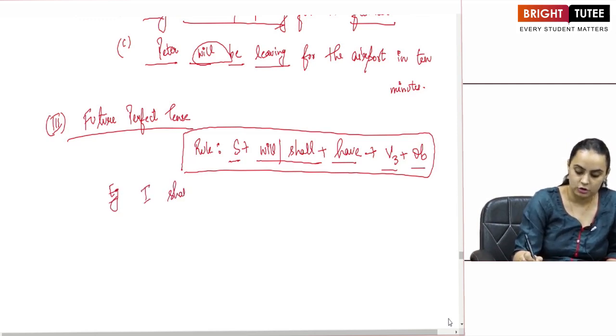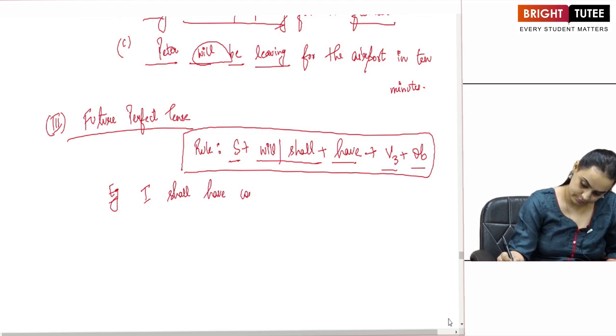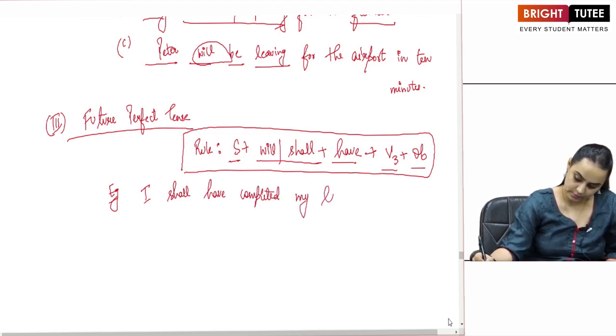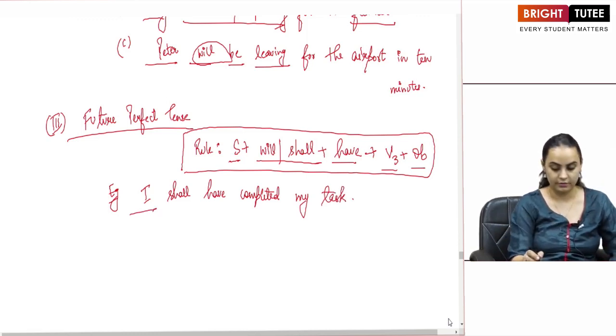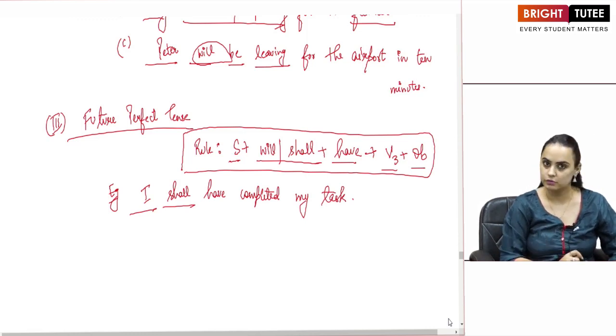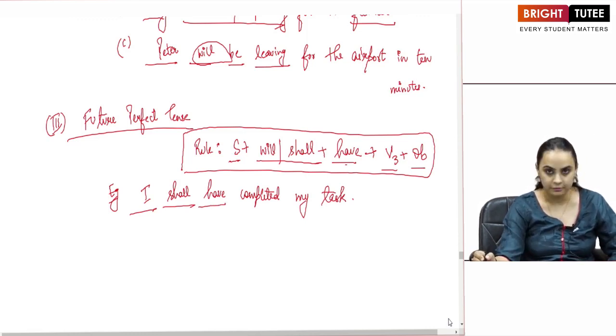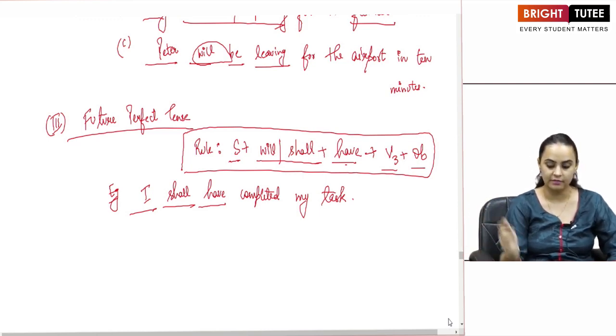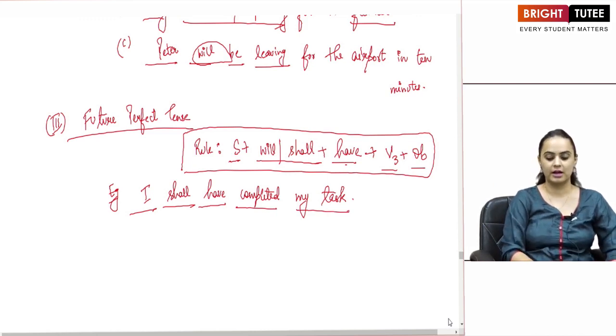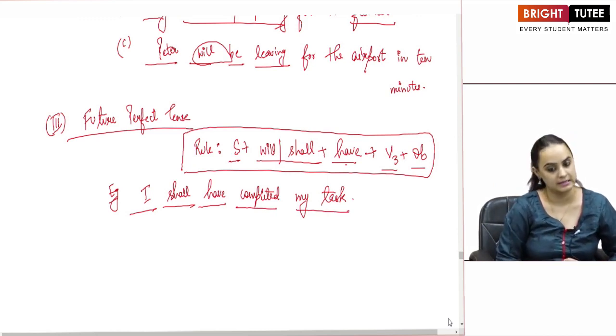For example, I shall have completed my task. So with I, we always use shall, that is why I use shall. Plus have, the only helping verb to be used with will and shall is have. So have plus third form of the verb and the object. So I shall have completed the task.